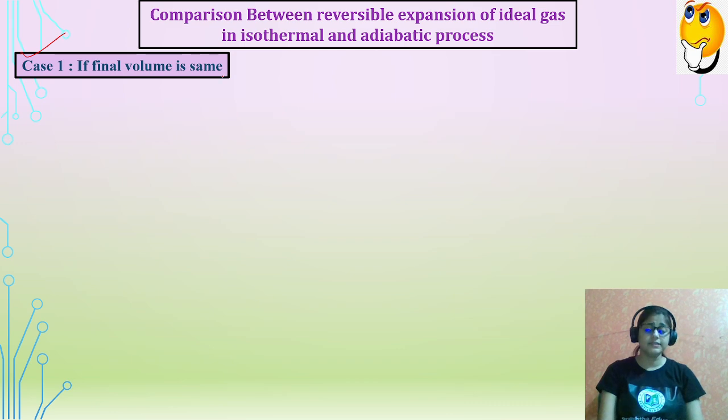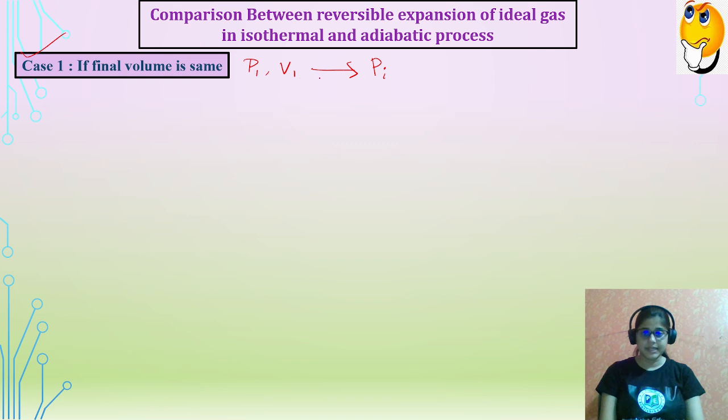First we have to take any system to compare it, right? So let's take a system which was at P1 pressure and V1 volume, and it is expanding. So the final volume is the same. Okay, so P will be different then. We have to take different values.